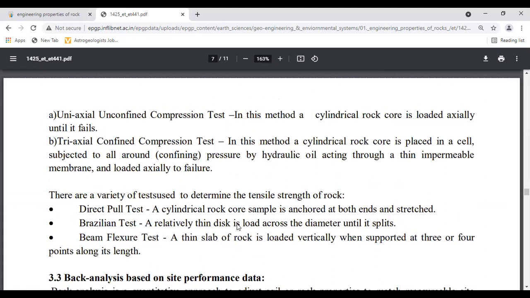In the uniaxial method, a cylindrical rock core is loaded axially until it fails. Triaxial confined compression test. In this method, a cylindrical rock core is placed in a cell and subjected to all-around confining pressure by a hydraulic fluid acting through a thin impermeable membrane, and loaded axially to failure.